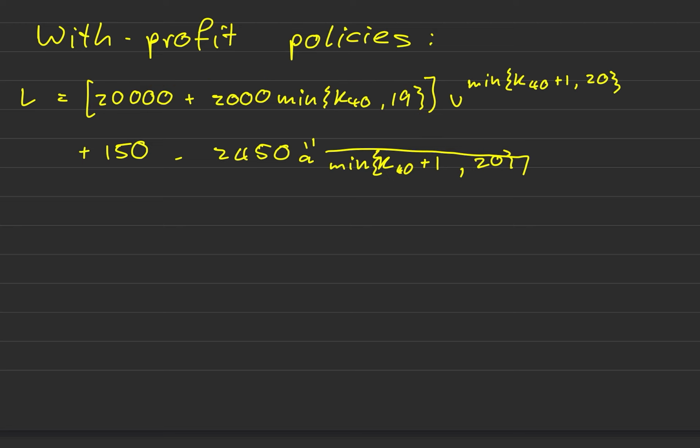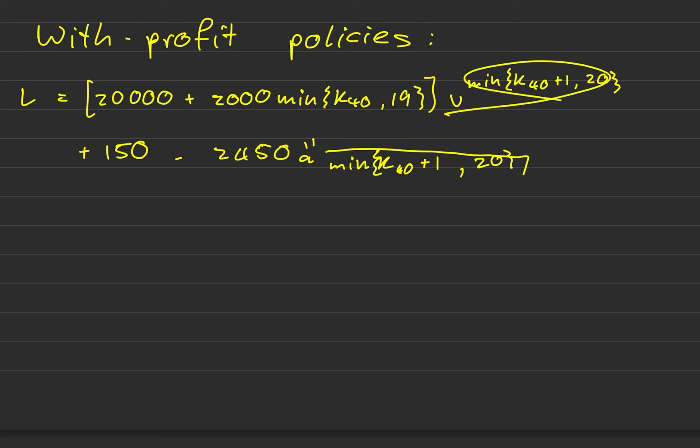In the second year, this person begins the second year aged 41. If this person dies in the second year, then K40 must be equal to 1. The minimum of 1 and 19 is 1. So it's 1 times 2,000 plus 20,000, which is 22,000. So in the second year, the sum assured is 22,000. If you follow that logic, the sum assured will increase by 2,000 each year, and it starts at 20,000 in the first year. Okay, so we understand that bracket.